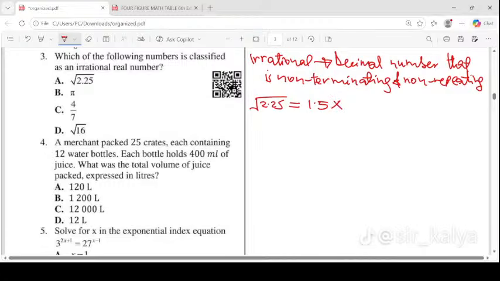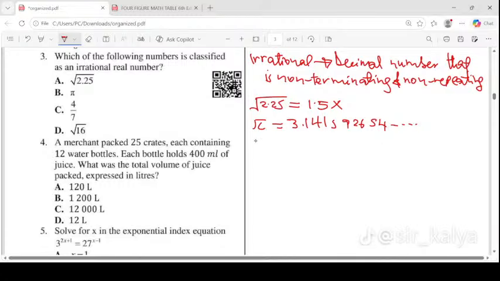The next one, before I get to pi, maybe let me have my pi. When I press pi in my calculator, I'm having 3.141592654 as it continues. It is not terminating, it is not repeating. So this pi, because it is not terminating and it is not repeating, it must be an irrational real number.